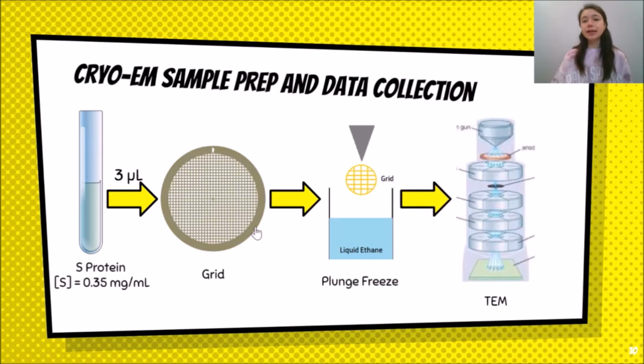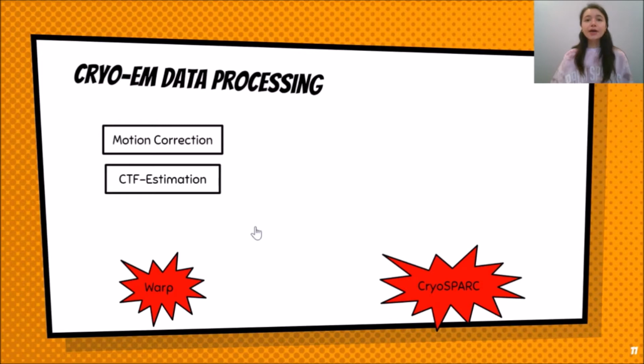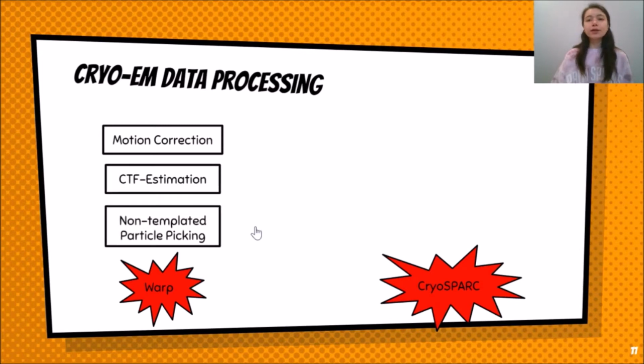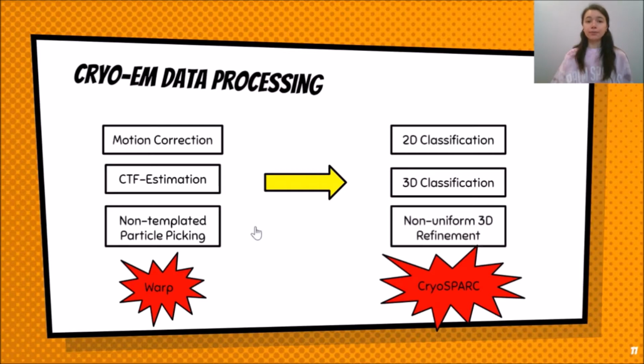Micrograph movies were then collected using this software called Leginon, achieving a pixel size of about 1.047 angstroms per pixel. Finally, the cryo-EM data was processed using several softwares. The motion correction, CTF estimation, and non-templated particle picking were performed in Warp before importing the extracted particles into cryoSPARC for 2D classification, 3D classification, and non-uniform 3D refinement.